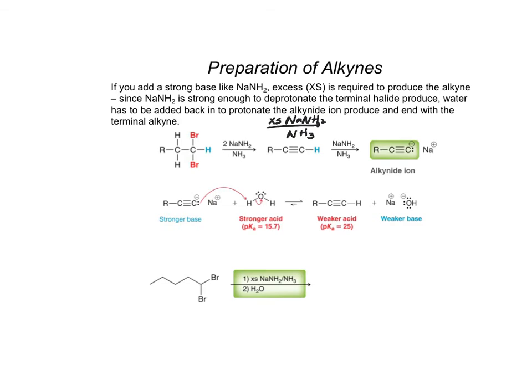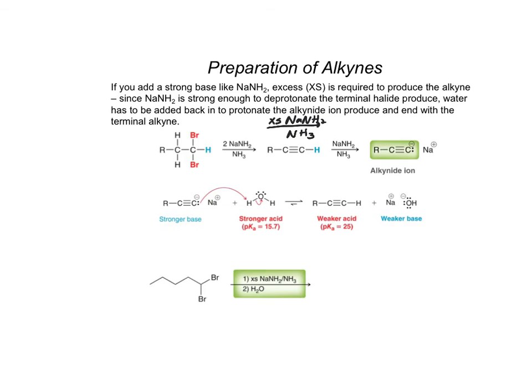So what should we do? We need to protonate this at the end. What could we add that would protonate this alkynide ion? We need an acid. Does it need to be that strong, though? No. Right, so water is a strong enough acid to protonate this alkynide to produce our overall final alkyne product, okay? So this occurs in two separate steps. First off, we do the elimination, which brings us to here, and then in the second step, we add water to protonate this and give us our alkyne.